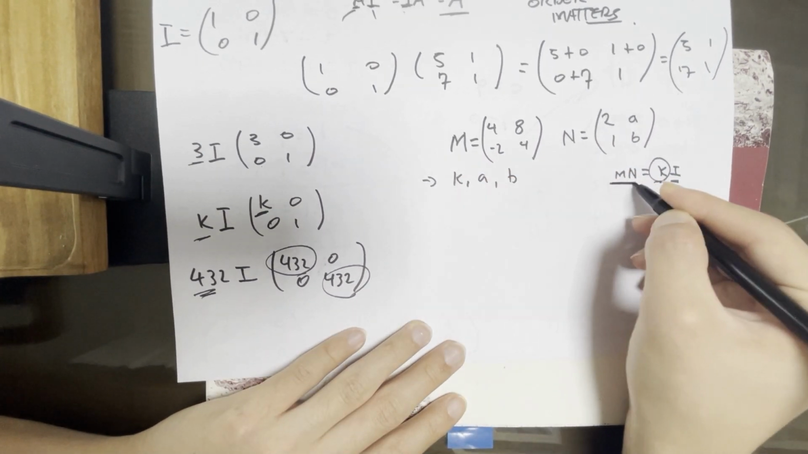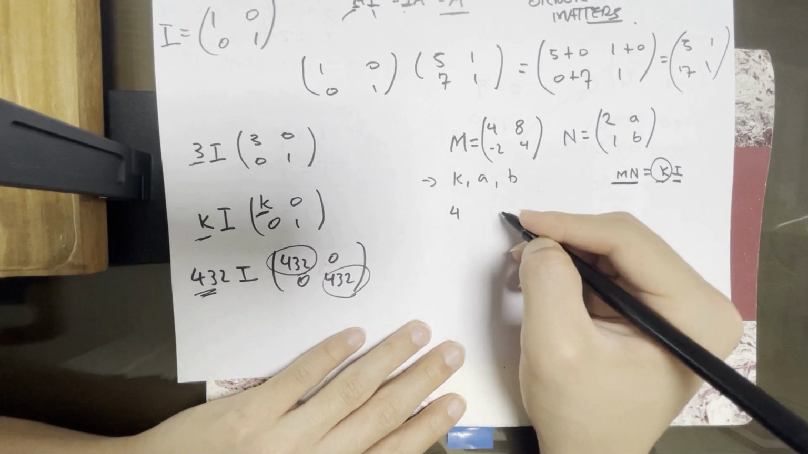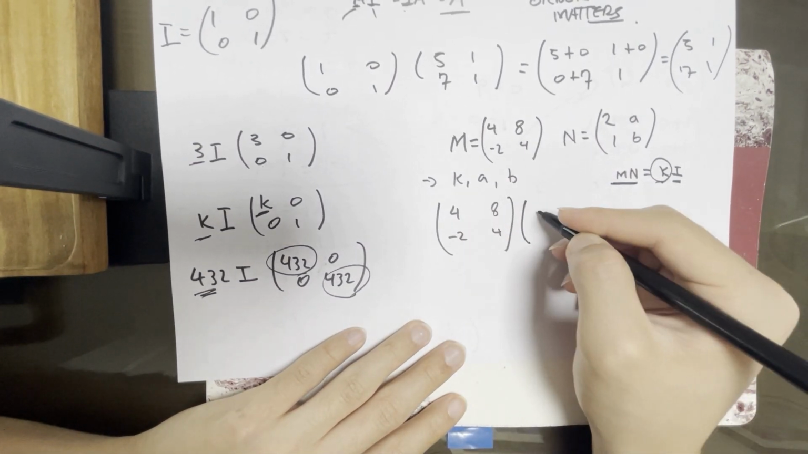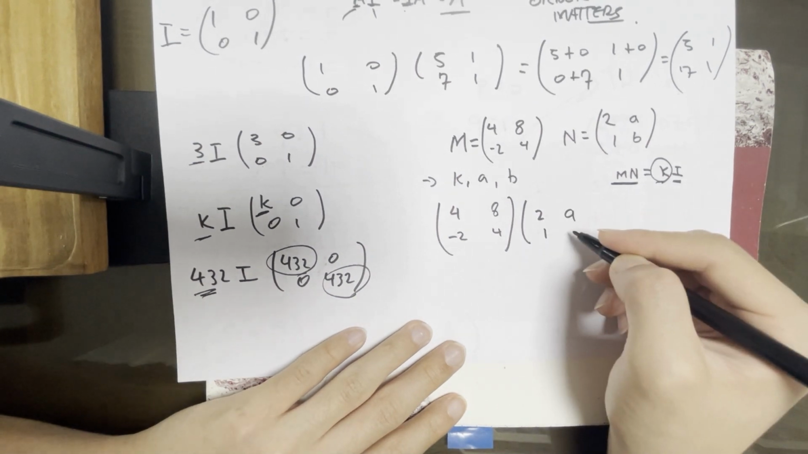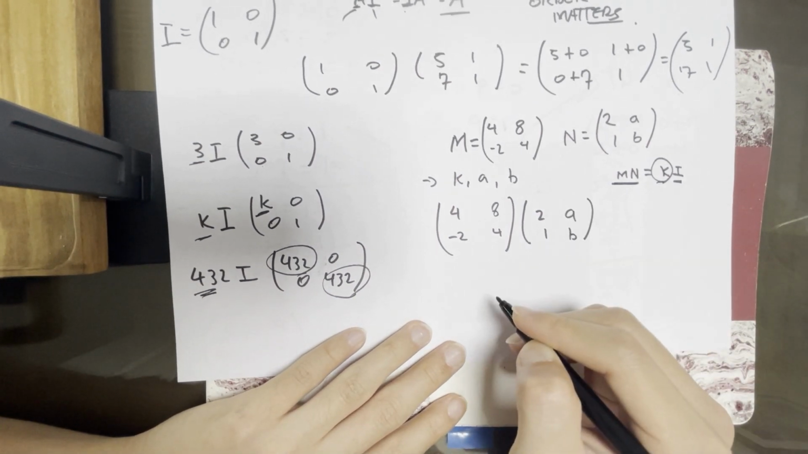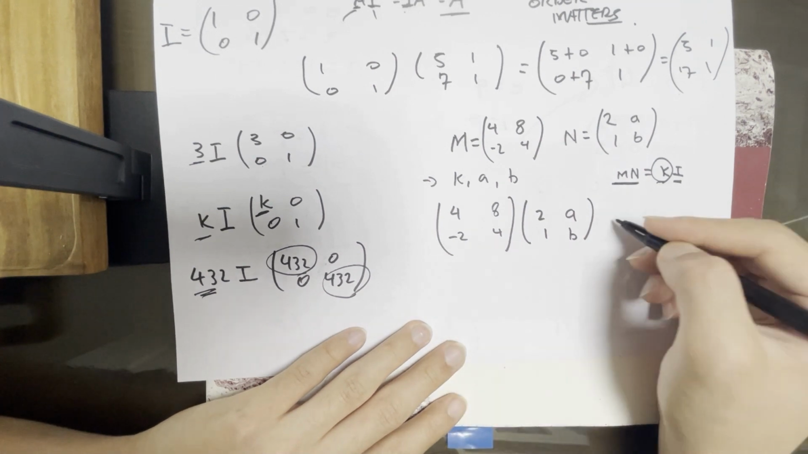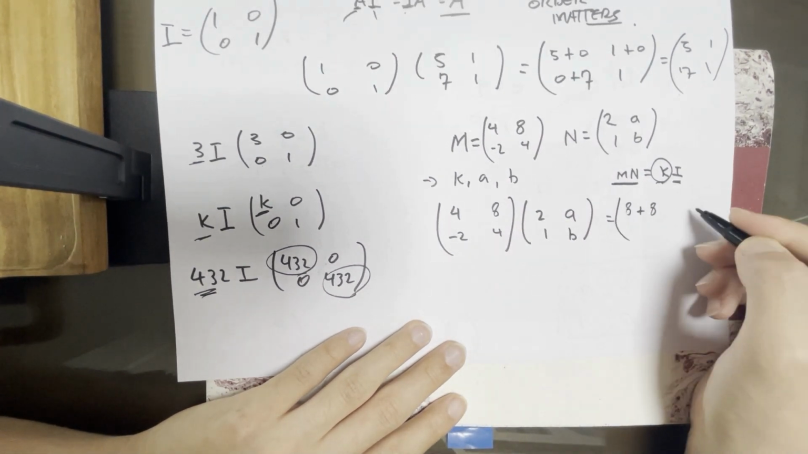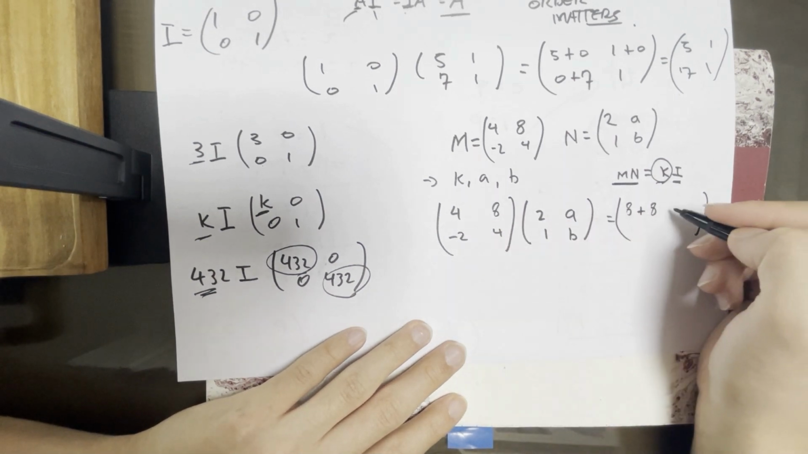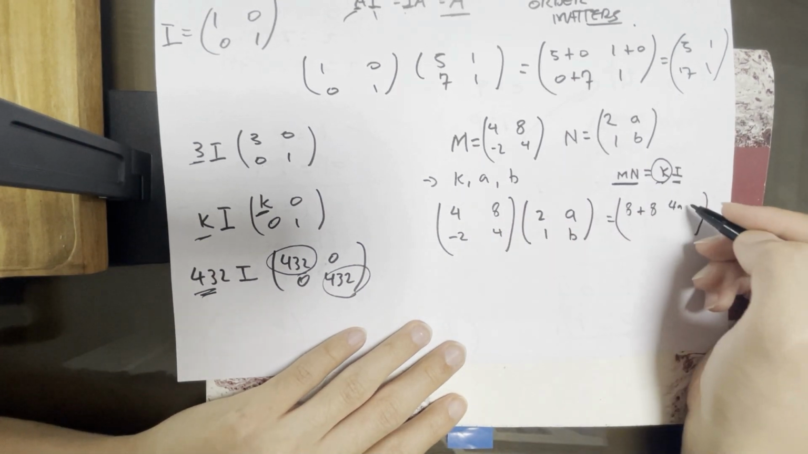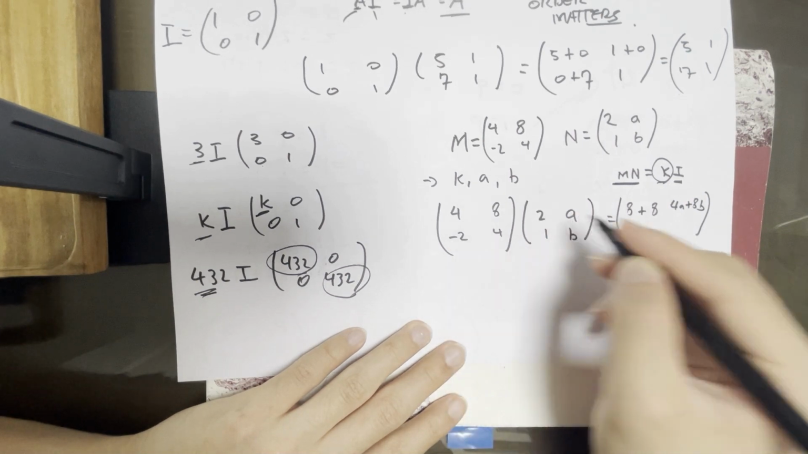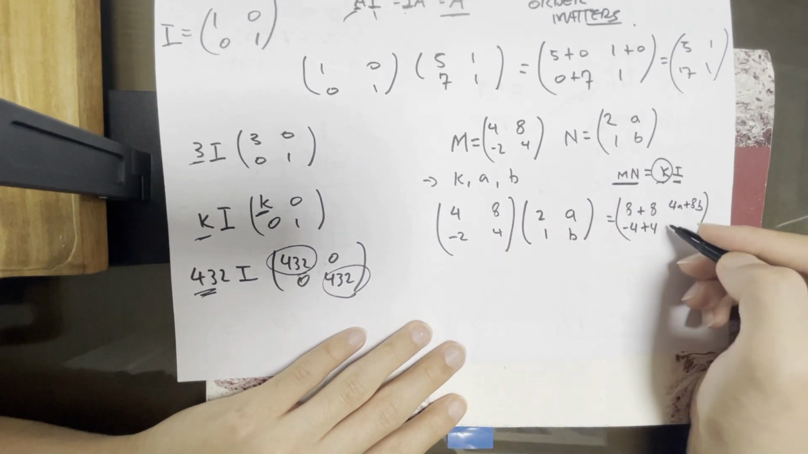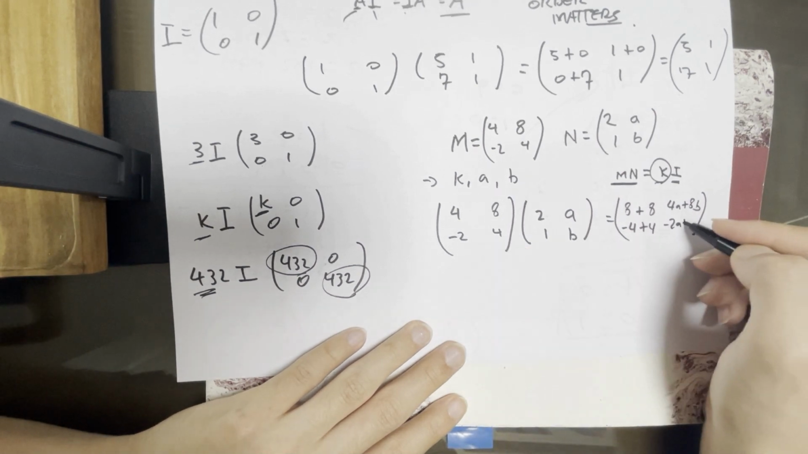First of all, we need to multiply M and N together. [4, 8, -2, 4] multiplied by [2, a, 1, b]. 4 times 2 is 8, plus 8 times 1 is 8. 4 times a is 4a, plus 8b. Minus 2 times 2 is minus 4, plus 4. Minus 2 times a is minus 2a, plus 4b.